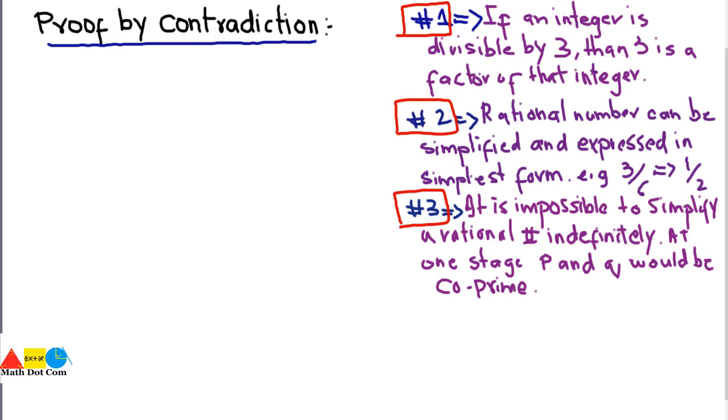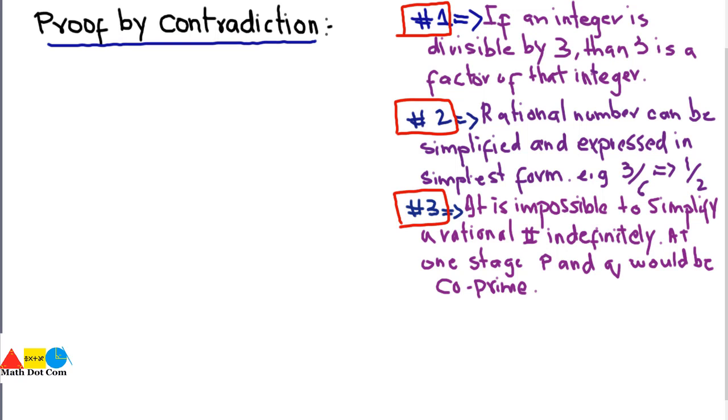It means you have to reach a point where you have to stop simplifying the rational number, and you get a number where you will say yes, this is the number that you cannot simplify further, and it is irreducible. So we come to a point where p and q, that is numerator and denominator, become co-prime. So these are the 3 points that you have to keep in your mind regarding rational numbers.